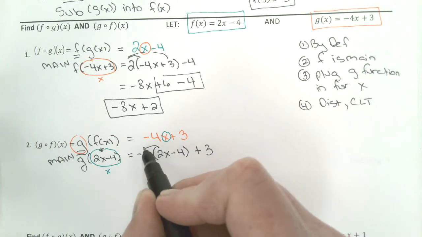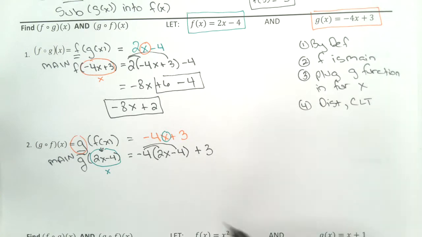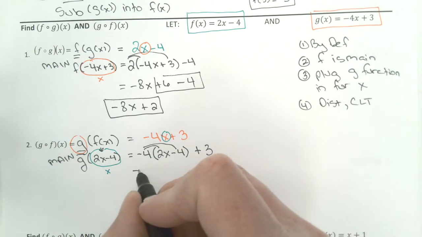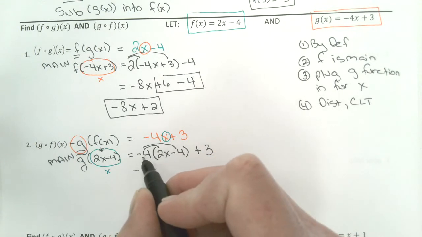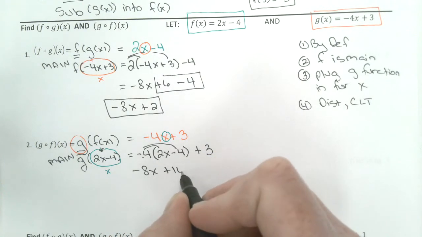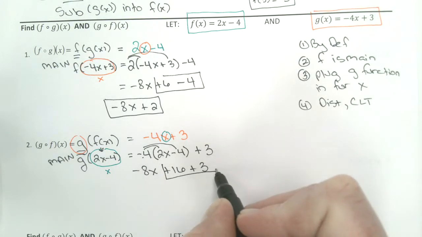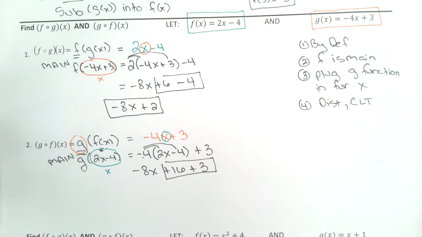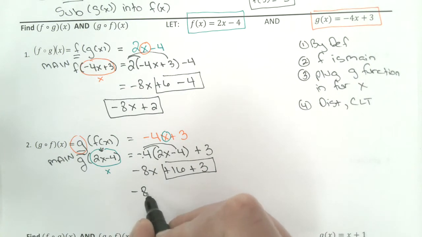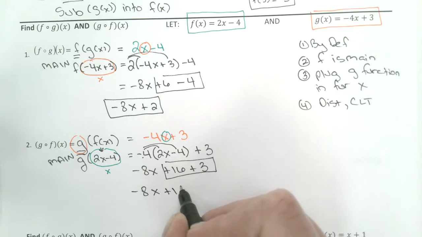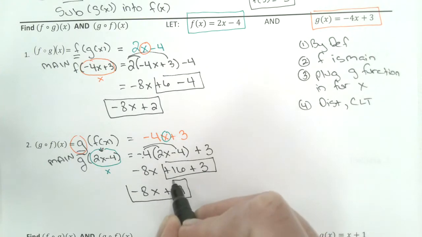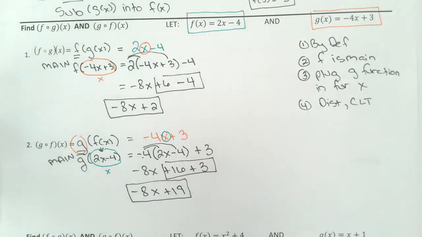Now I'm going to distribute my negative 4. Negative 4 times 2 is negative 8x. Negative 4 times negative 4 gives me a plus 16. I'm going to combine like terms now, and I get negative 8x plus 19. So it's just simply a matter of knowing what is your main function you're using and what are you going to plug in its place.